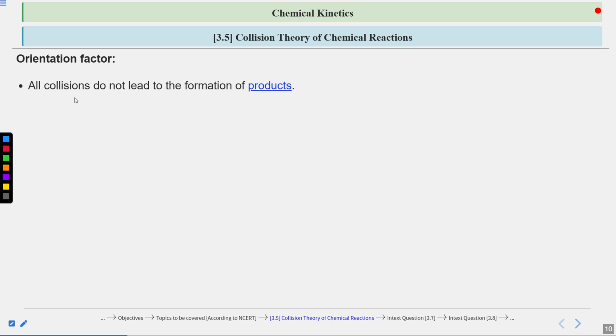That's why it is written that all the collisions which are happening in a reaction do not lead to the formation of products. That means it is not necessary that every collision will lead to the formation of the product. So a particular orientation is required in a particular direction for the collision to happen between the reactant molecules to get the product.